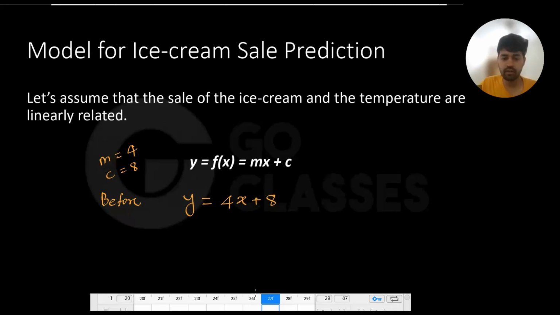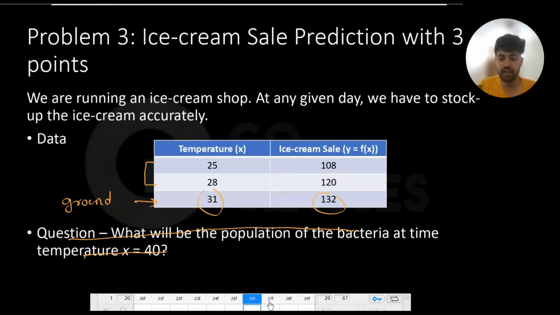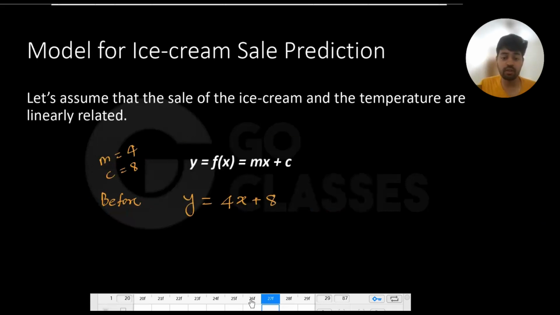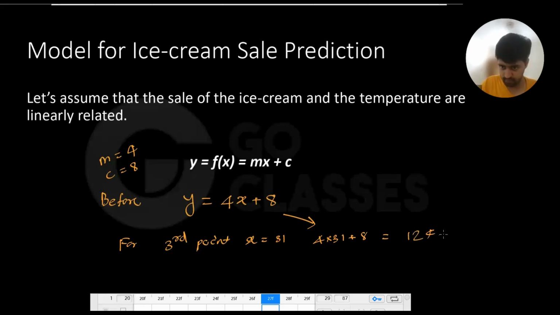So we know that this works for this, because for 25 and 108: if you put 25 here, 4 times 25 is 100, plus 8 gives 108. It similarly works for 28: 4 times 28 is 112, plus 8 is 120. Now the third point, the value of x is 31. So the y we get from the above formula is 4 into 31 plus 8, which gives 132.